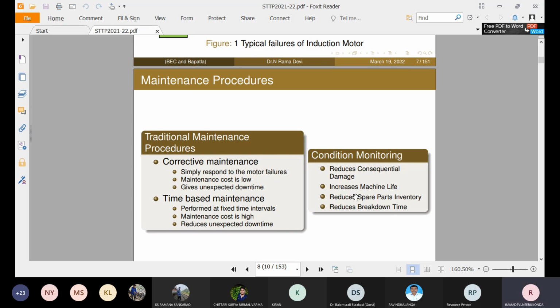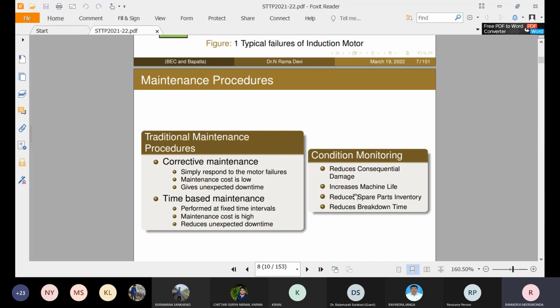Corrective maintenance is always followed when failures happen in the system. Because of that, the maintenance cost related to that operation is very low. But it gives unacceptable downtime.